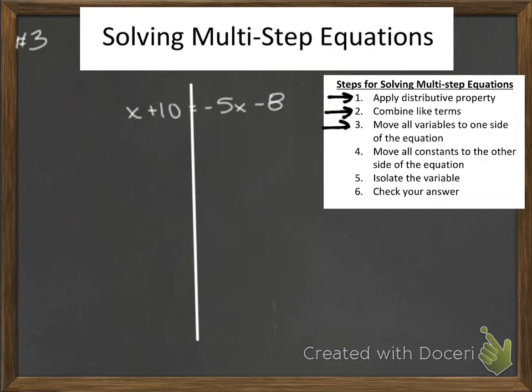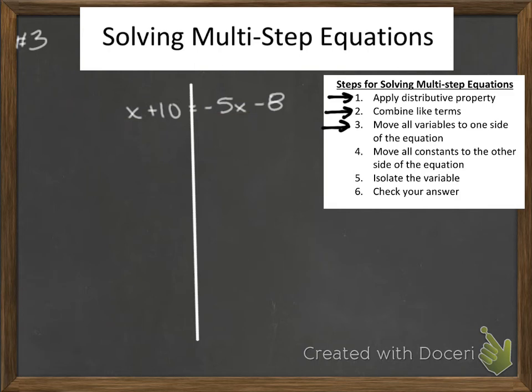Step 3 asks us to move all the variables to one side of the equation. So let's look at this equation and see where we see our variables. Hopefully you can see that we have an x, or a 1x, on the left side, and we have a negative 5x on the right side. So this is a good step for us to do. It's important to move all the variables onto one side of the equation.